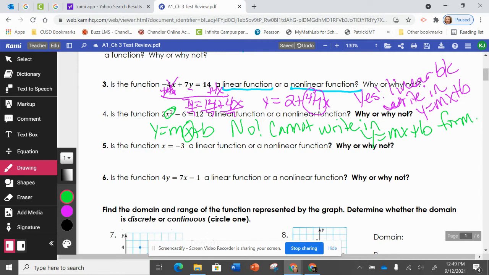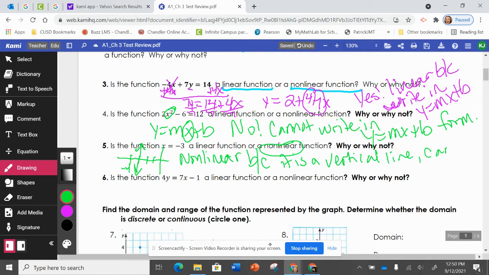x equals -3. This is going to be a nonlinear function. If I were to graph this, x is -3 right here. It is a vertical line. So it is nonlinear because it is a vertical line. That's part of the definition of a linear function. And it cannot be written in y equals mx plus b form.